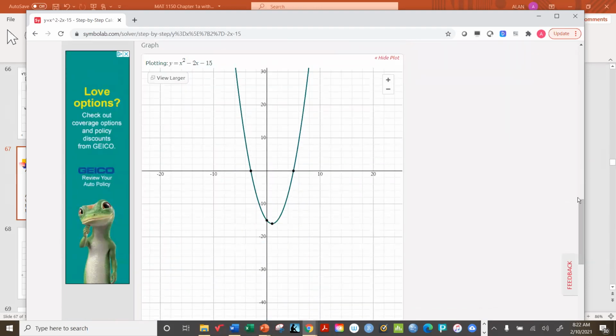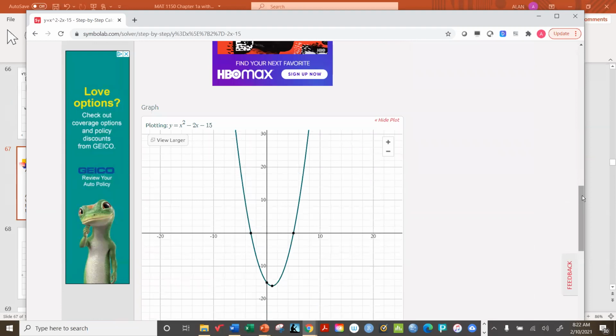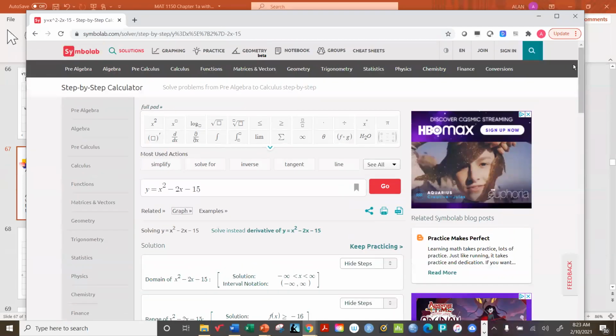And there it is. And it does look like kind of a big bowl. It's facing up because the coefficient of x squared is positive. If this was negative x squared, then the whole thing would be upside down. In fact, why don't we prove it right now? Let's change this to negative, and let's see what happens.